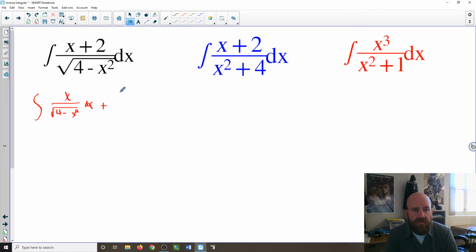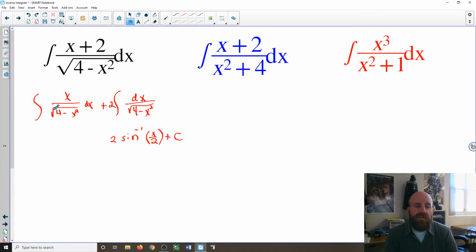plus, so it'd be 2 over the root, so I'm going to take the 2 out to the front. So now we have this dx over square root of 4 minus x squared. So this is the problem we just did. So we know that is the sine one. So we have 2 arc sine of x over 2. Because remember our a was 2 in this one. So we have that plus c.